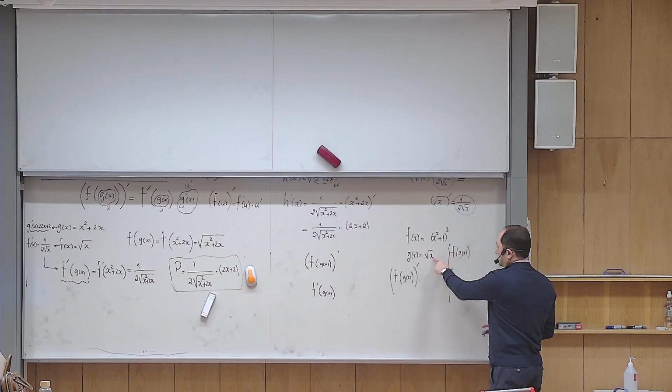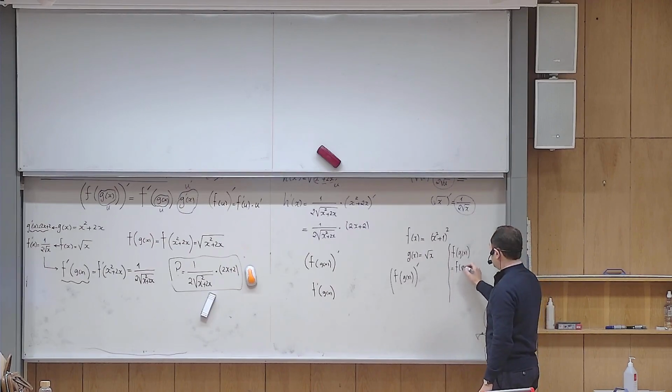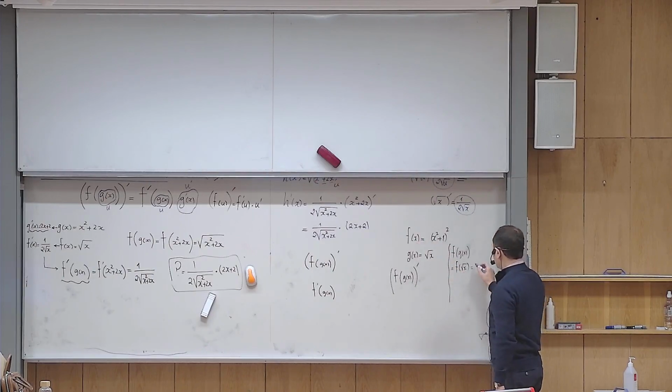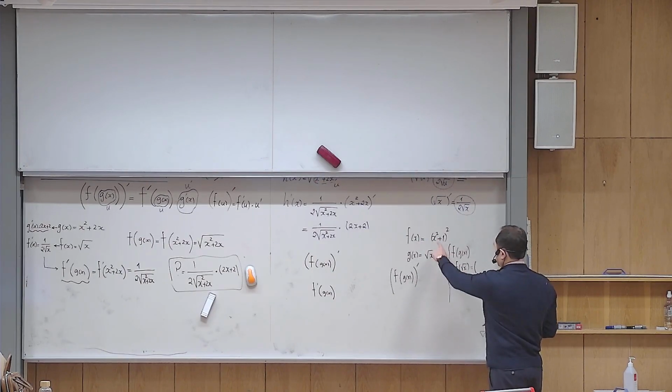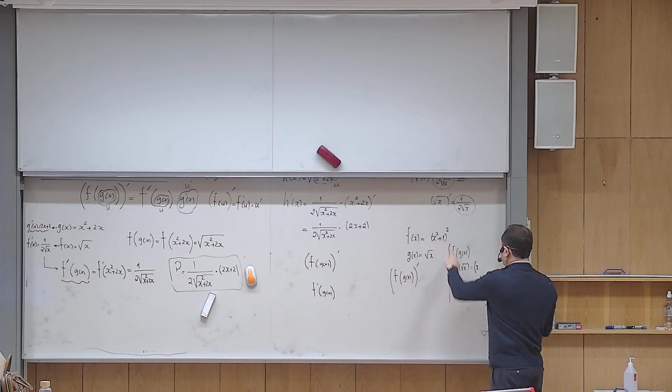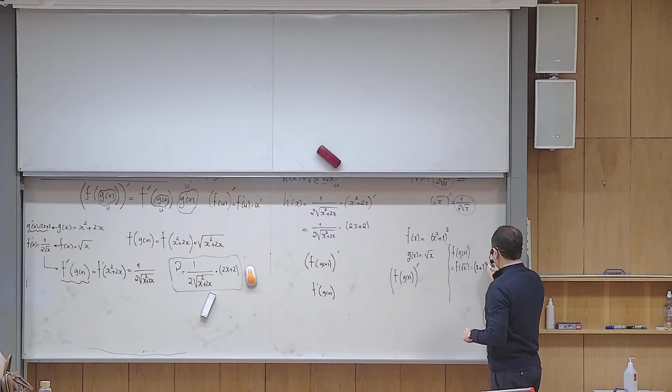What is g of x? G of x is the square root of x. And then instead of x in f of x, I put the square root of x. So what will be the answer? This would be the square root of x to the power 2, which is x, and then plus 1 to the power 2. And then I expand that, it becomes x squared plus 2x plus 1.